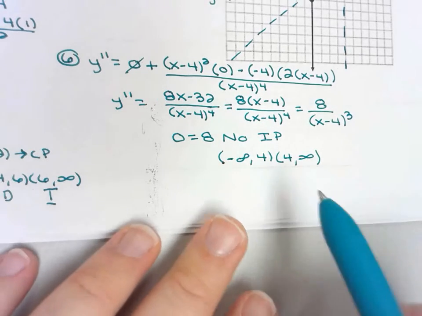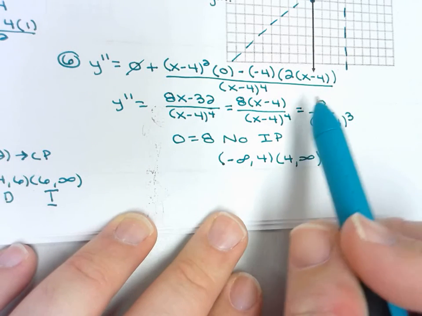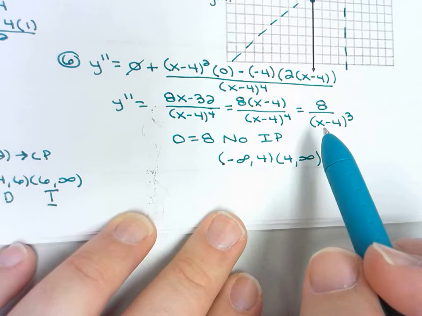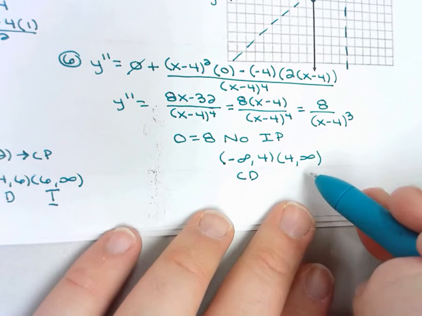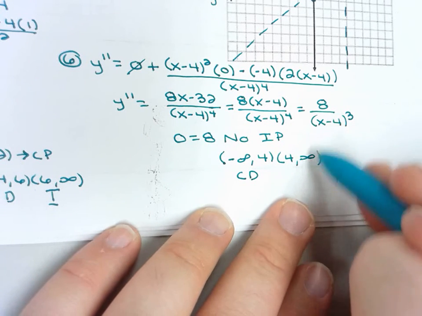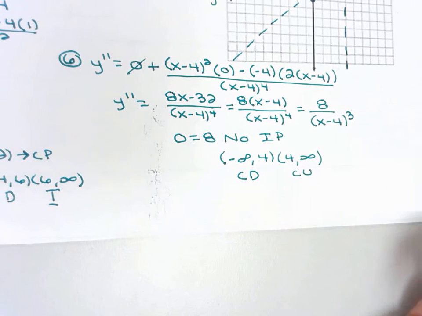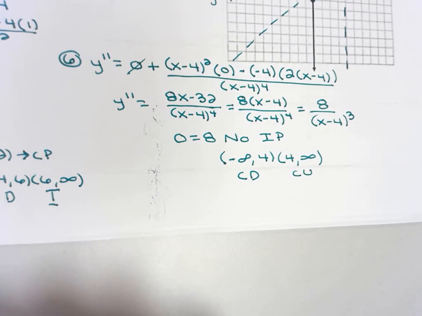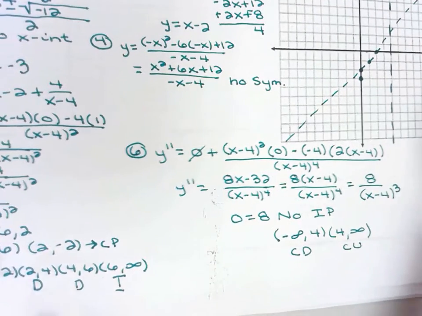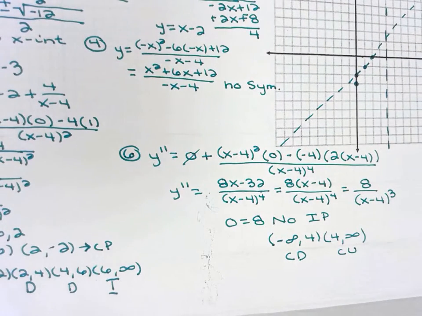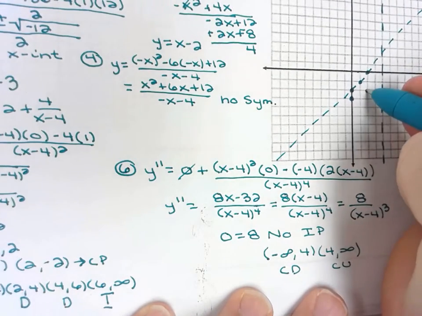So negative infinity to 4, if I plug it into the simplified second derivative, if I plug in a 0, I get back negative. So that is concave down. And if I plug in a positive 5, 8 over 1 cubed is positive, concave up. So as I go through my graph, check your interval. Let's go ahead and plot my inflection points real quick. My inflection points are (2, negative 2) and (6, 6).